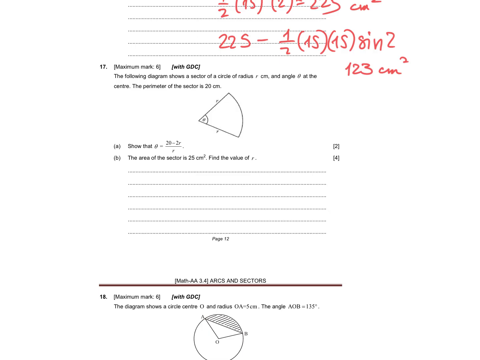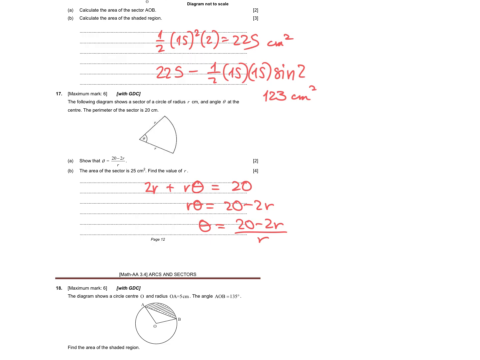17, the following diagram shows a sector of circle radius R, angle theta. Perimeter of the sector is 20. So we have R plus R, so 2R plus r theta is 20, and we need to solve for theta. So we're going to have 20 minus 2r over r. So that's A. The area of the sector is 25. So we have 1/2 r squared theta is 25.